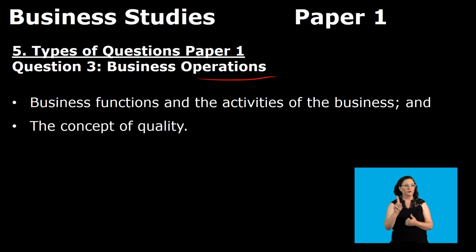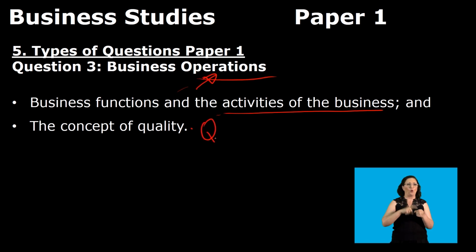Under business operations, these are the topics that form part of business operations. It's business functions and the activities of the business. With the business functions, we're looking at your general management, we're looking at the financial function, we're looking at purchasing, remember all those, and the activities of the business. It forms part of the business operations. And then we looked at the concept of quality. Remember, under quality, we did quality control, we did quality assurance. You still remember the difference between the two. We looked at the quality indicators as well. So all that information forms part of your paper one under business operations.